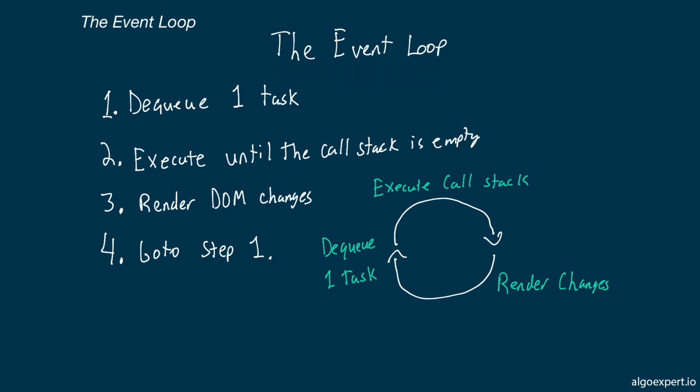The event loop is a constantly running loop that follows a pretty simple algorithm. First, it dequeues a task, then it will execute code until the call stack is empty, meaning that the task was completed. After this, the browser will render any changes to the DOM, and finally it will go back to step 1 to dequeue the next task or wait for one if there are none. One key point here is that rendering doesn't happen in the middle of a task. It always happens after a task has been completed.